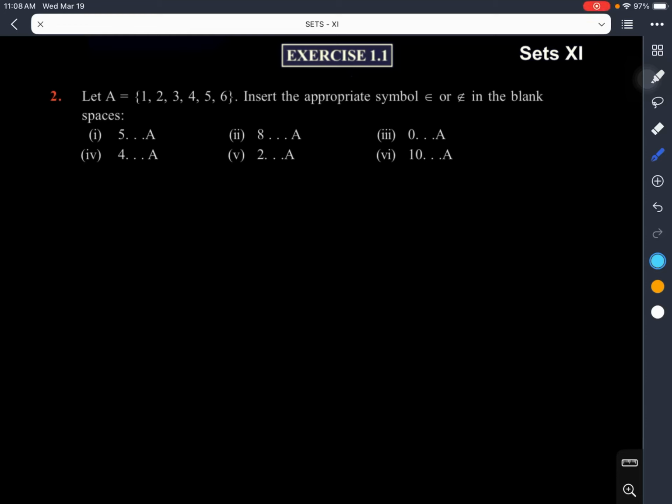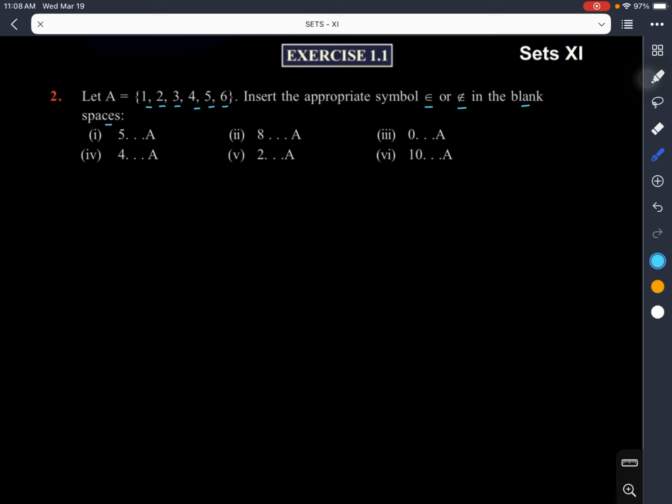So let's continue solving questions from sets of class 11th mathematics. This question is: let A be a set whose elements, or you can say objects or members, are 1, 2, 3, 4, 5 and 6. Insert the appropriate symbol epsilon or epsilon naught in the blank spaces.